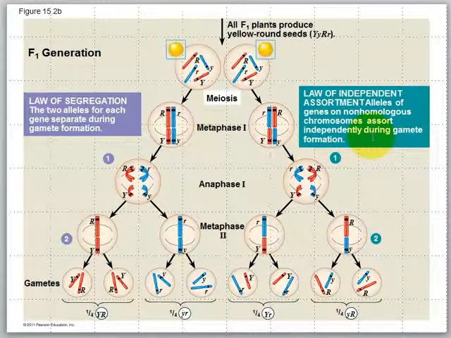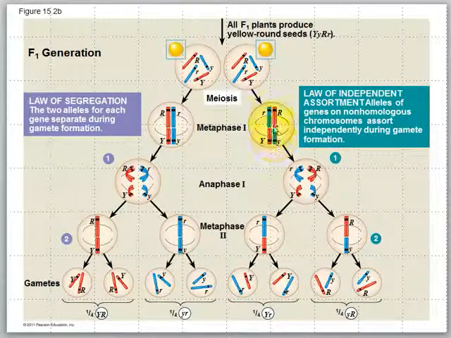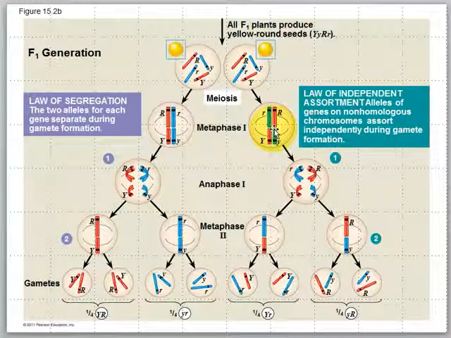On this side, we're looking at the law of independent assortment. It says alleles of genes on non-homologous chromosomes assort independently during gamete formation. That just means that when the alleles line up in the center along the metaphase plate, they're going to do so randomly. So you could have one allele go left, one allele go right, and that's completely random as to how that occurs.